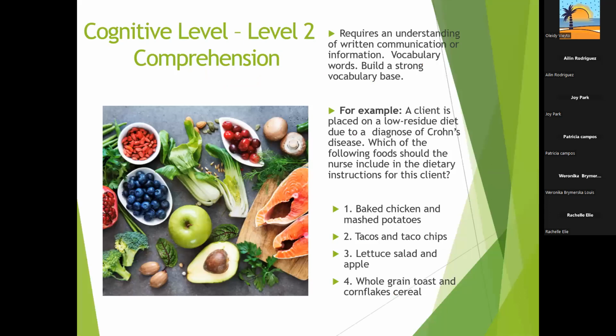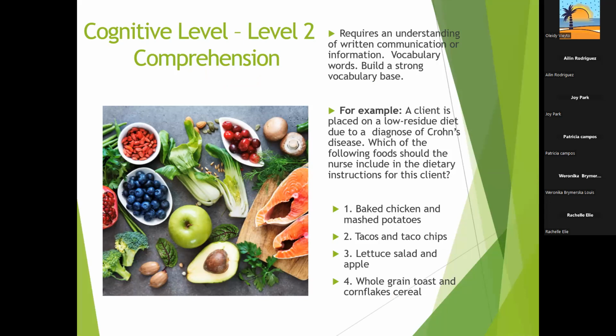Okay. So level 2 is a comprehension question. This requires that you have an understanding of written communication and information, vocabulary words, and that you understand some of the things they're talking about. So this again is a level 2 question. It doesn't count for you to get a license. I'm seeing what you know.